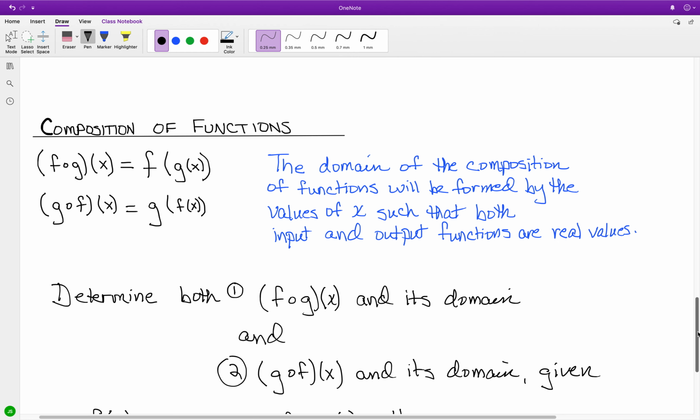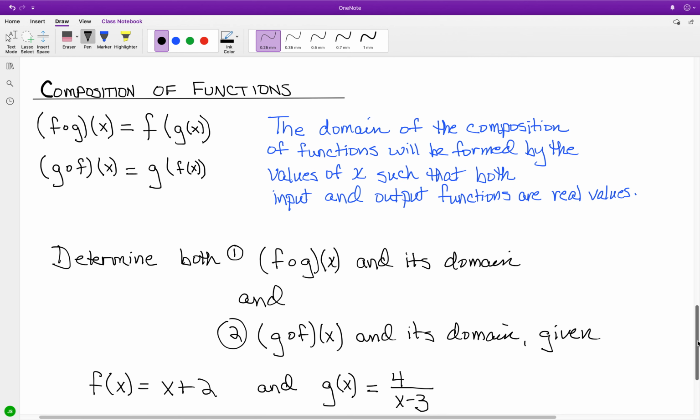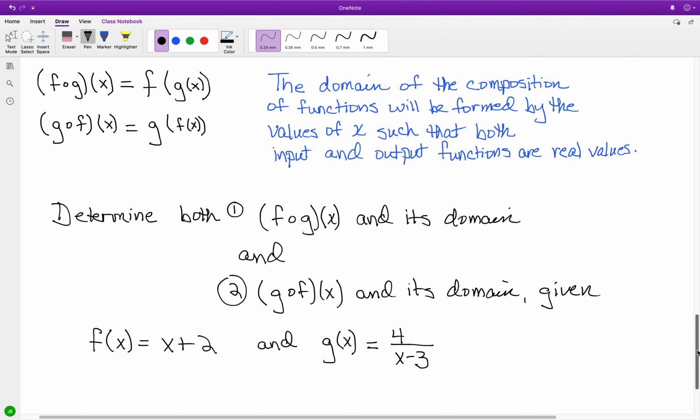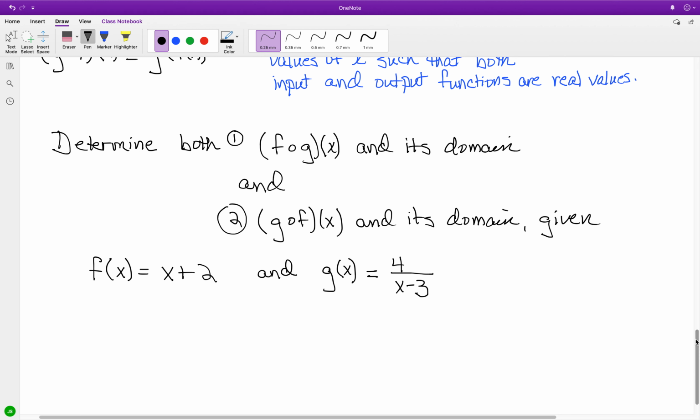Say that we're looking at the compositions and their domains, and let's say that we have f of x is equal to x plus 2 and g of x is equal to 4 over x minus 3. In the setup, we have f composed with g of x. So we are looking at f of g of x, where g of x is 4 over x minus 3.